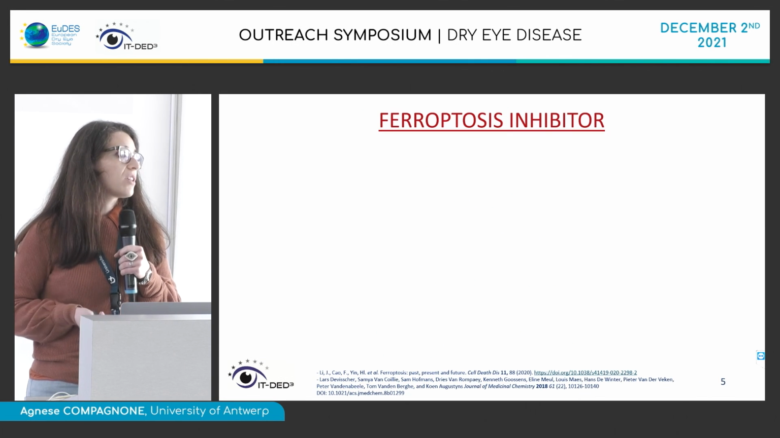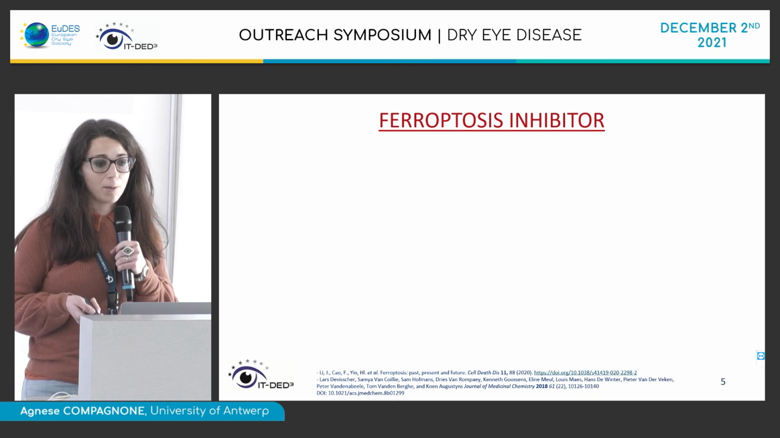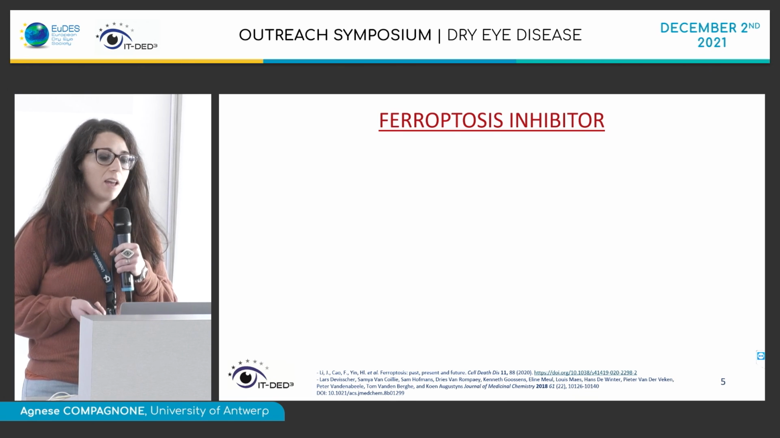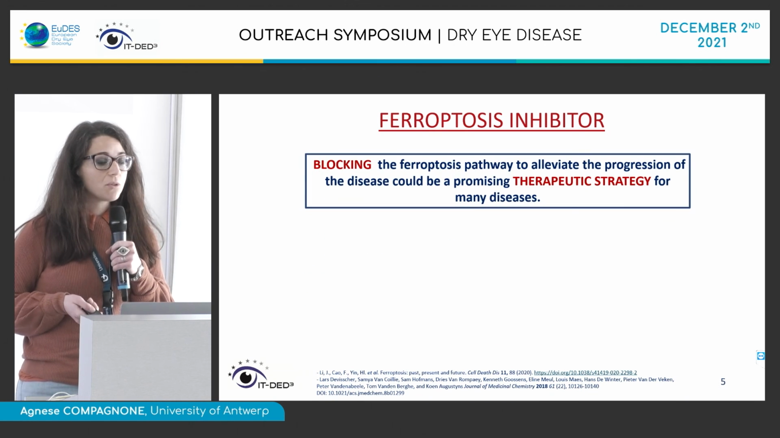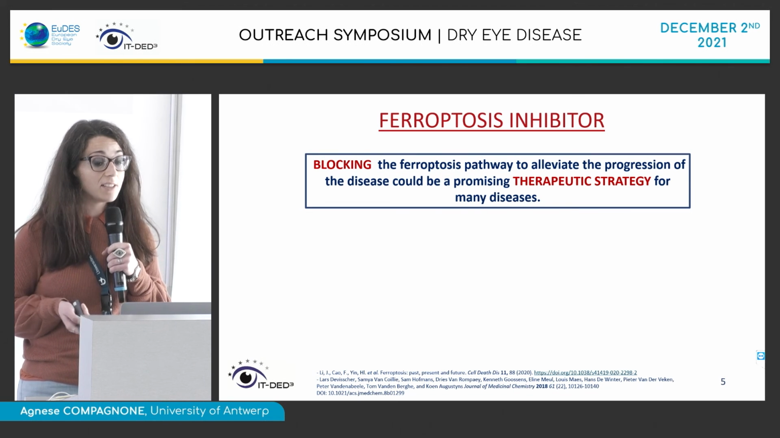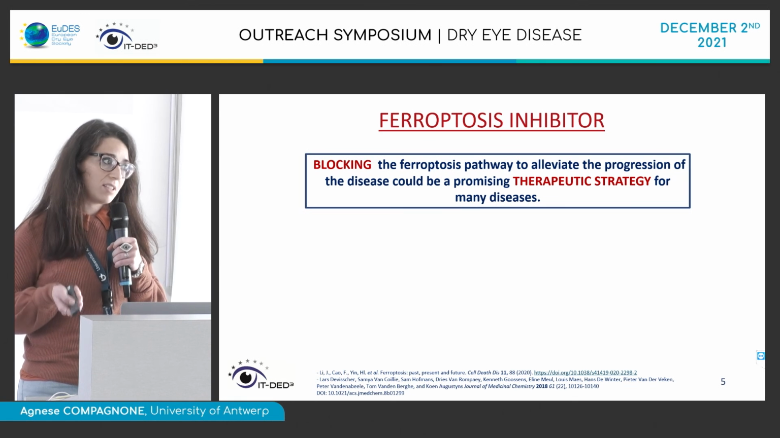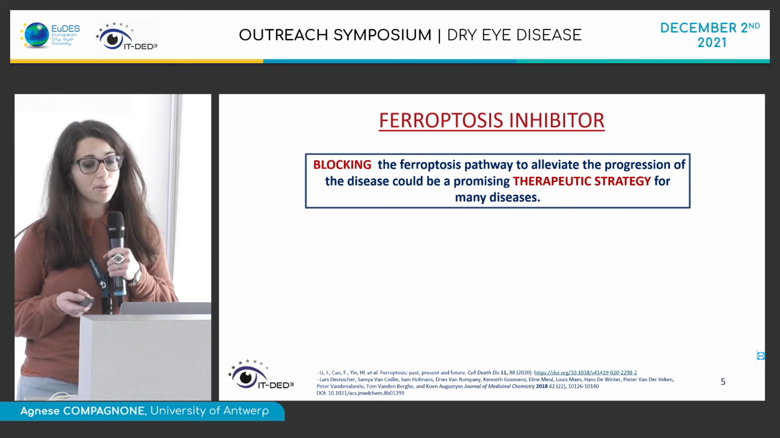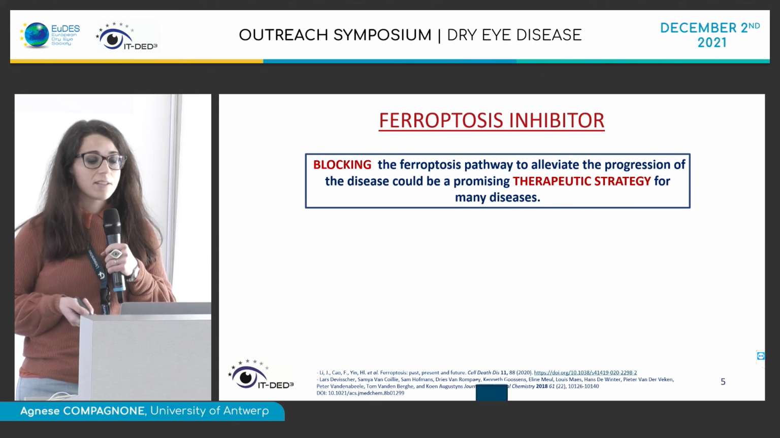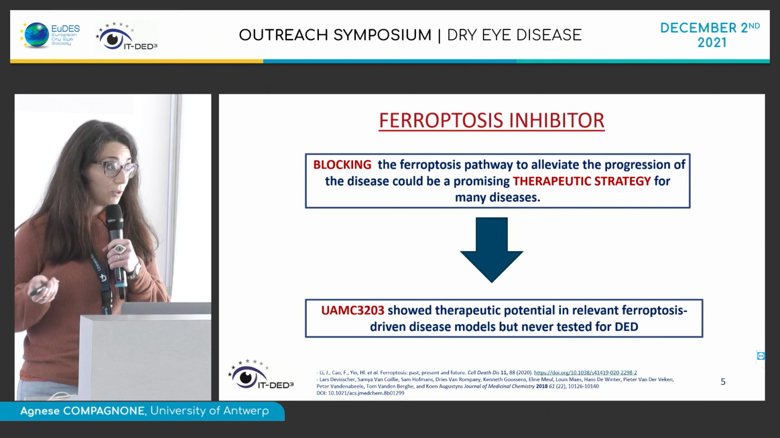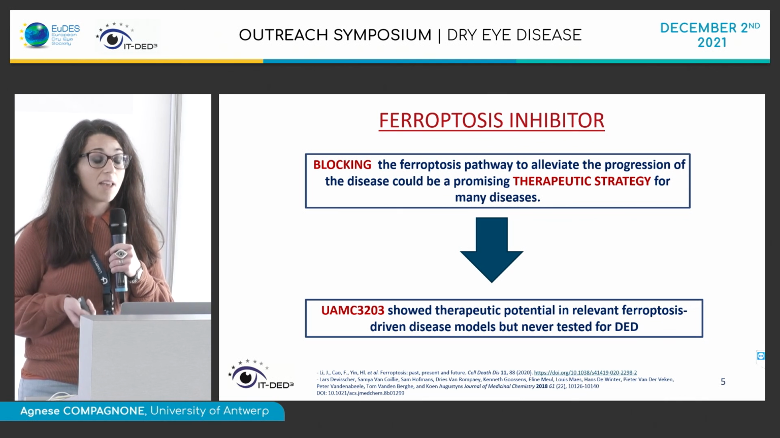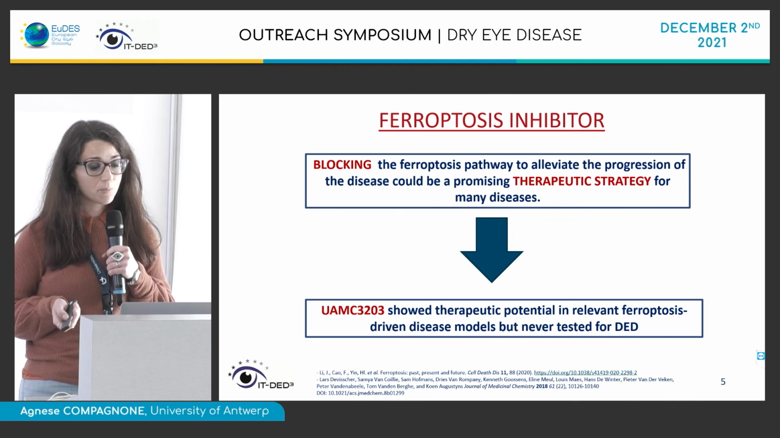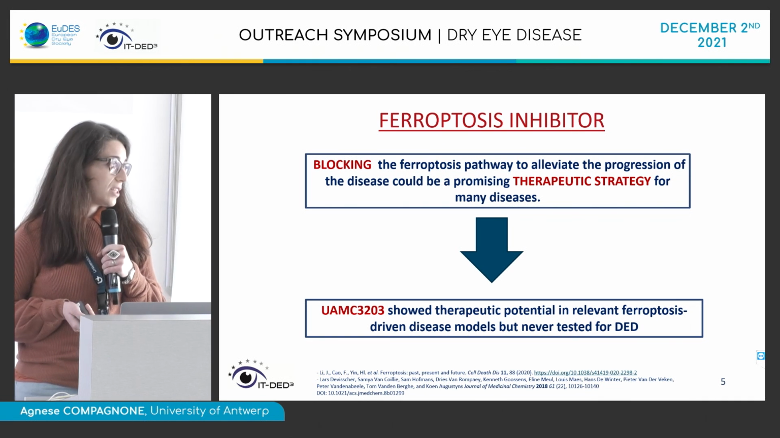We know that ferroptosis is a programmed cell death, and it's related to iron abundance. But we also know that blocking the ferroptosis pathway alleviated the progression of a lot of diseases that are related to ferroptosis. So this can be a very good therapeutic strategy for many diseases. And MSCA 3203 has shown therapeutic potential in relevant ferroptosis-driven disease models, but it was never tested in dry eye disease.